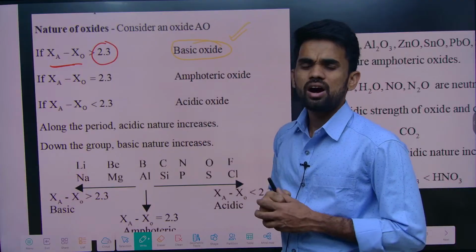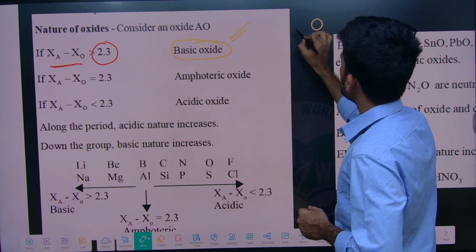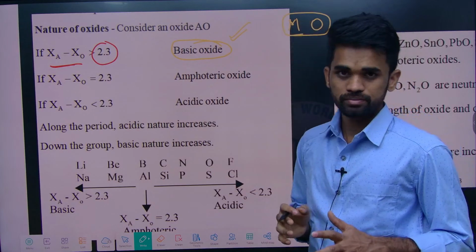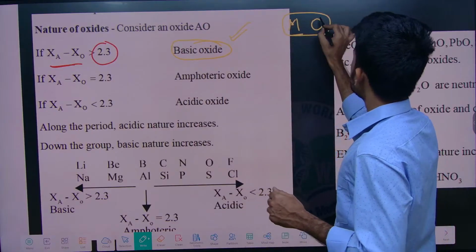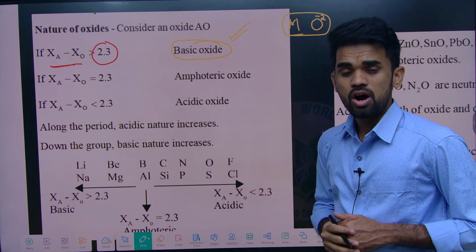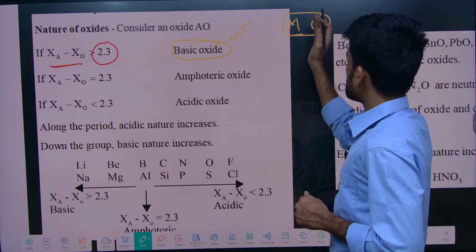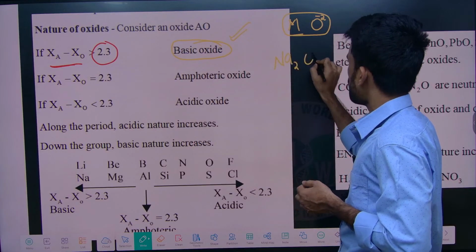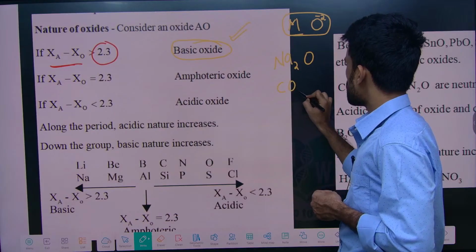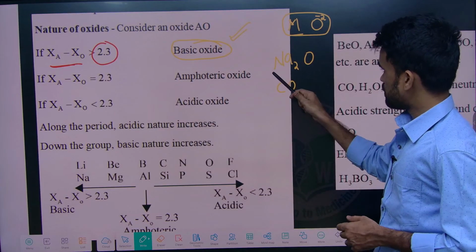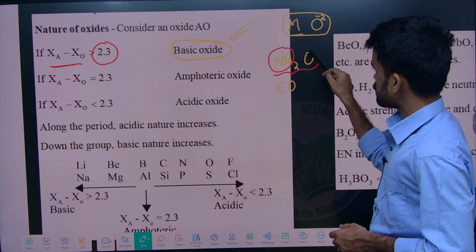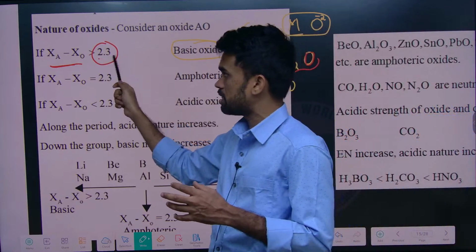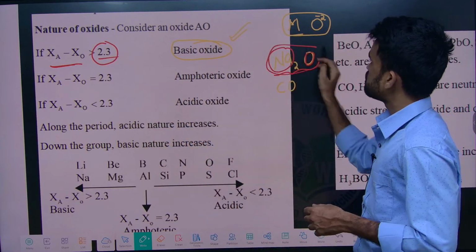It means how oxides are formed. When oxygen is combining with a metal or other elements, the compound formed is generally considered an oxide. In oxides, the oxidation state of oxygen should be -2. Then the metal should be with positive charges. For example, sodium oxide is formed. Carbon dioxide or carbon monoxide is formed. This is a metal, this is a non-metal, so the compound formed will have a more electronegativity difference, greater than 2.3 almost. Therefore, this oxide is a basic oxide.